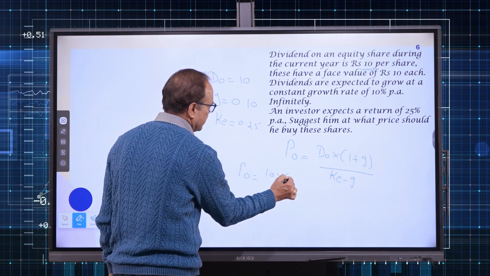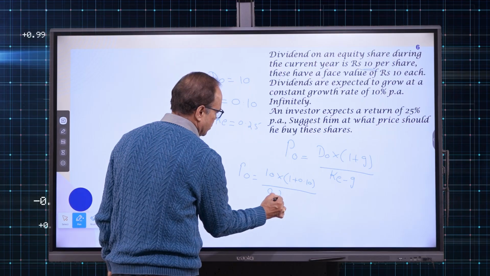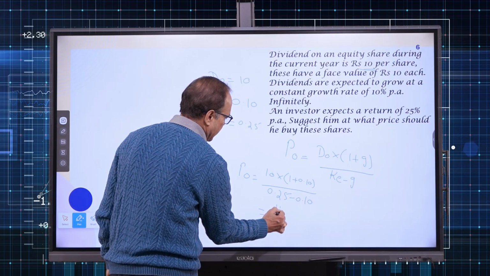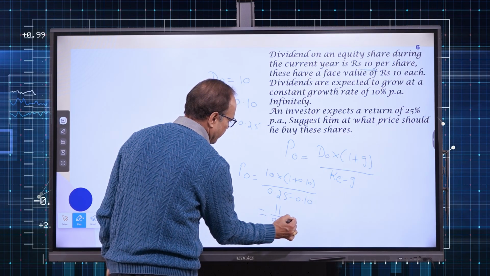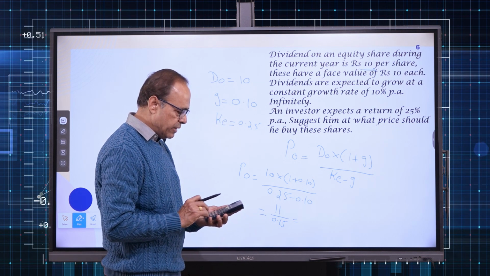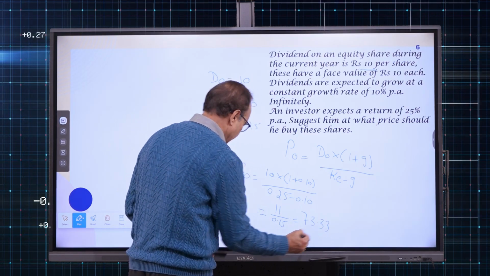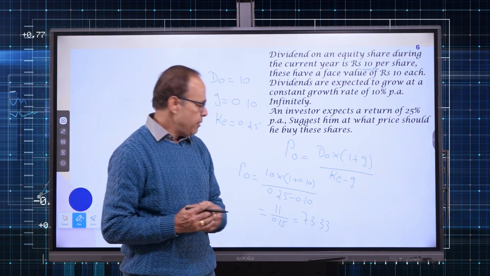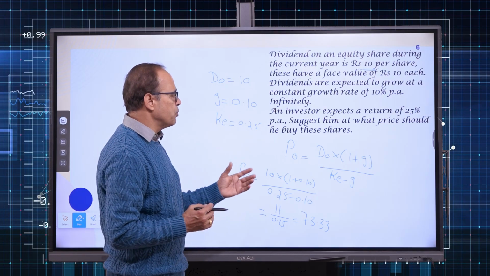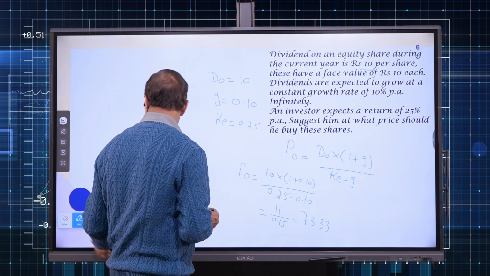So, let us plug in the values in the formula. 10 multiplied with 1 plus 0.10 divided by 0.25 minus 0.10. So, we get 11 divided by 0.15. So, if we work it out, 11 divided by 0.15, we get 73.33. That means this investor is willing to pay maximum 73.33 rupees for this particular equity share. So, that is the simple formula we learnt in the previous session and practiced one more numerical on this one. Let us proceed further.